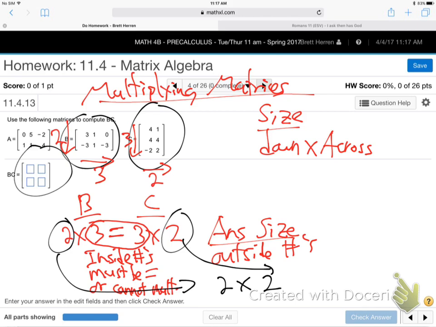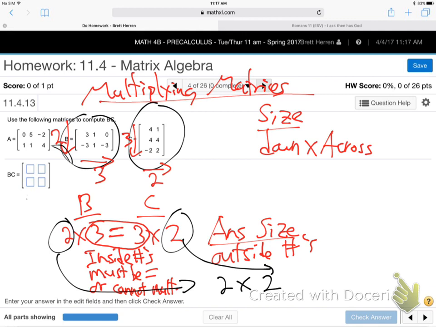So the inside numbers must be equal to be allowed to multiply the matrices, and then the outside numbers tell you the setup, the size of the answer matrix. It's going to be a 2 by 2 right there. Okay, so let's do the 2 by 2 thing, and let's find the answer. So that's just the size. That's just the setup. Now let's find the actual answers to it. How do we actually do that? Well, it's kind of a weird thing.